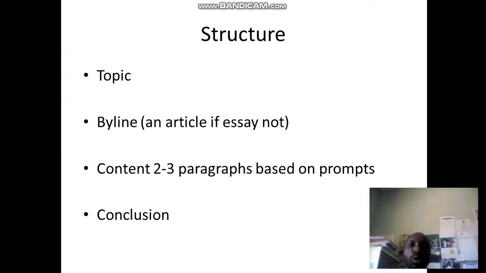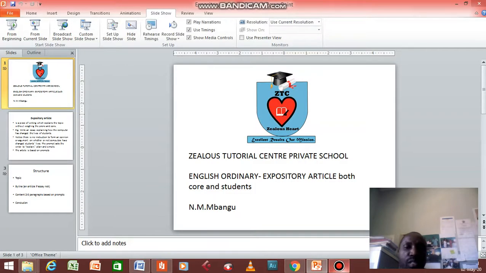Let's look at the structure of an expository article. An expository article must have a topic. There must be a byline if it's an article, but if it's an essay, you don't have to include a byline. Then content, 2 to 3 paragraphs, which are based on prompts. Then the conclusion, where you need to sum up the main points of what you have mentioned in your paragraphs. Let's look at this example.